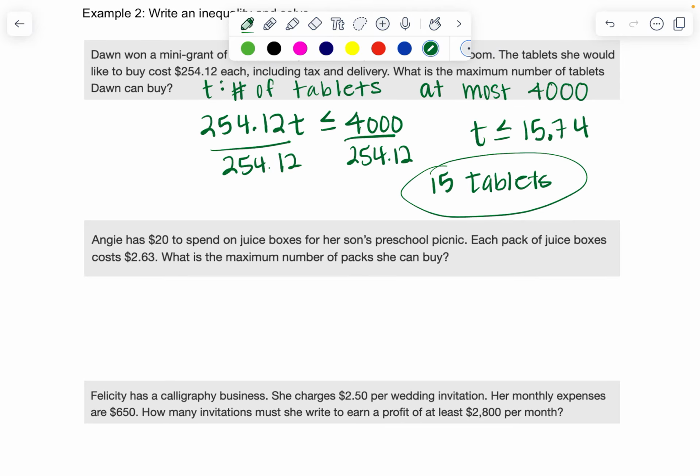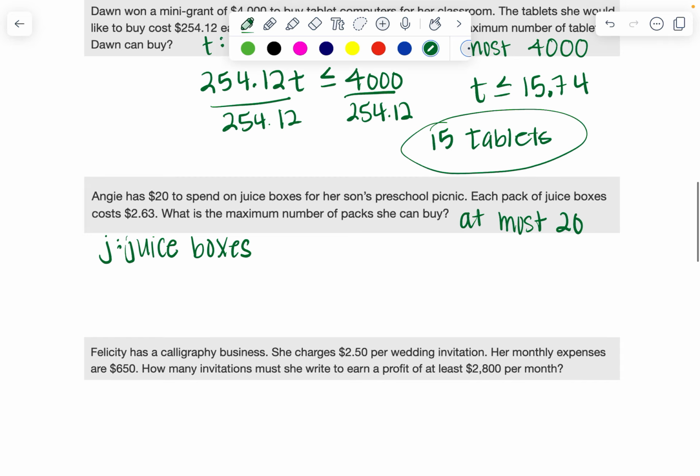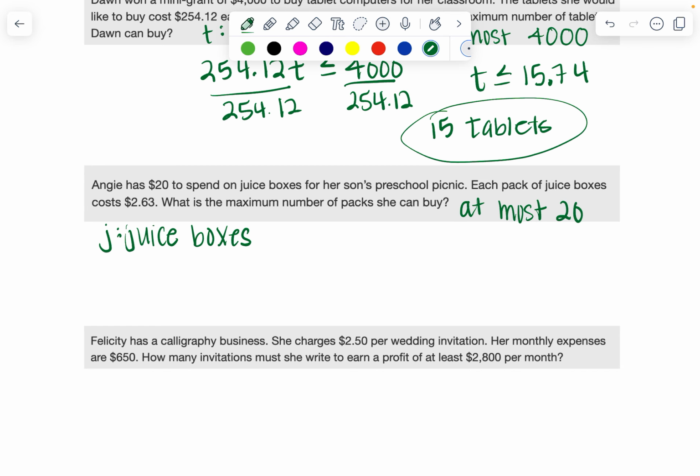Angie has $20 to spend on juice boxes for her son's preschool picnic. Each pack of juice boxes costs $2.63. What is the maximum number of packs she can buy? So again here, she can spend at most $20. We'll have J be our juice boxes. And it says each pack is $2.63. So 2.63J has to be less than or equal to 20.